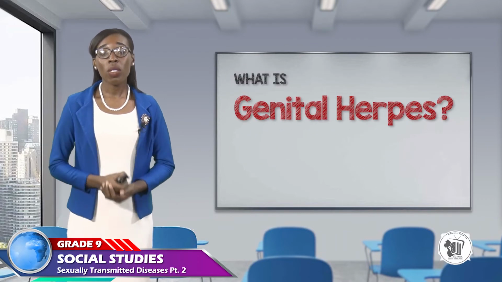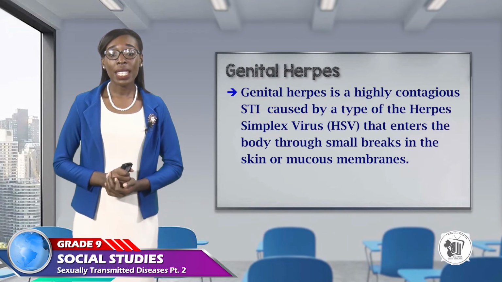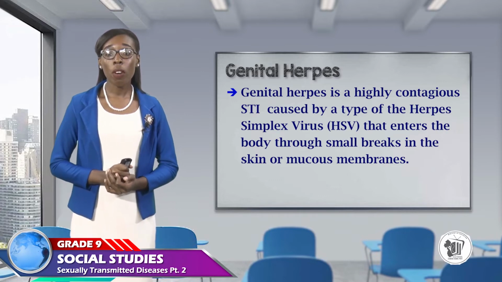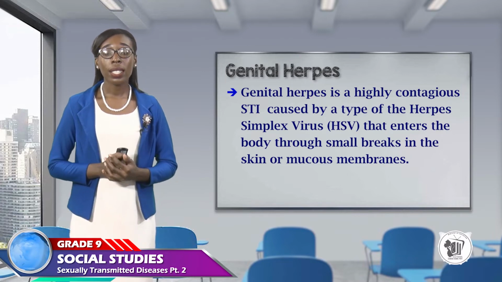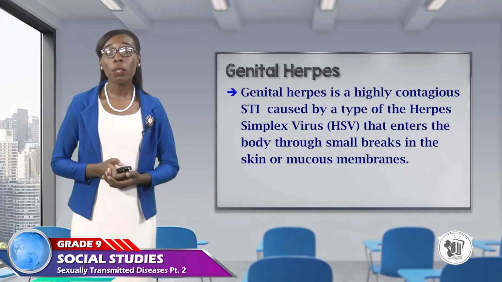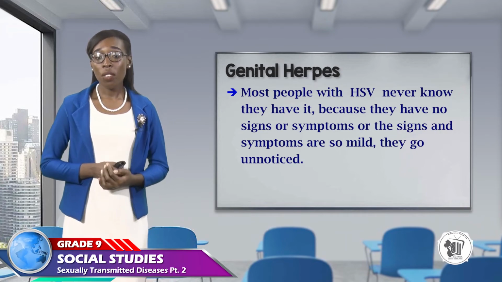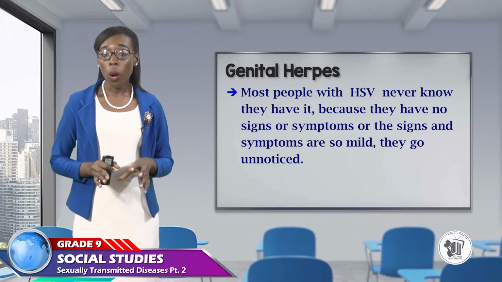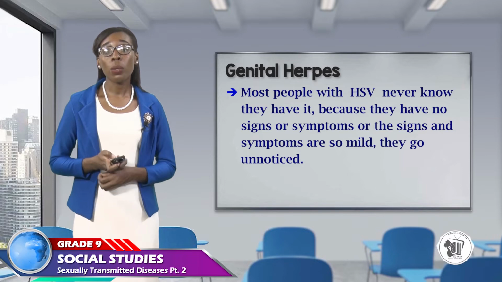So now let's look at another STD, genital herpes. Genital herpes is a highly contagious STI caused by a type of the herpes simplex virus, HSV for short, that enters the body through small breaks in the skin or mucous membranes. Most people with HSV never know they have it because they have no signs or symptoms, or the signs and symptoms are so mild that they go unnoticed.